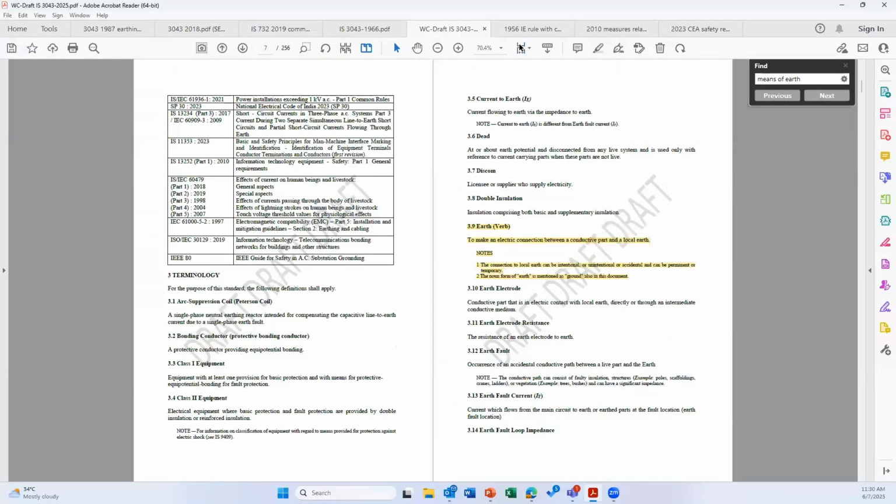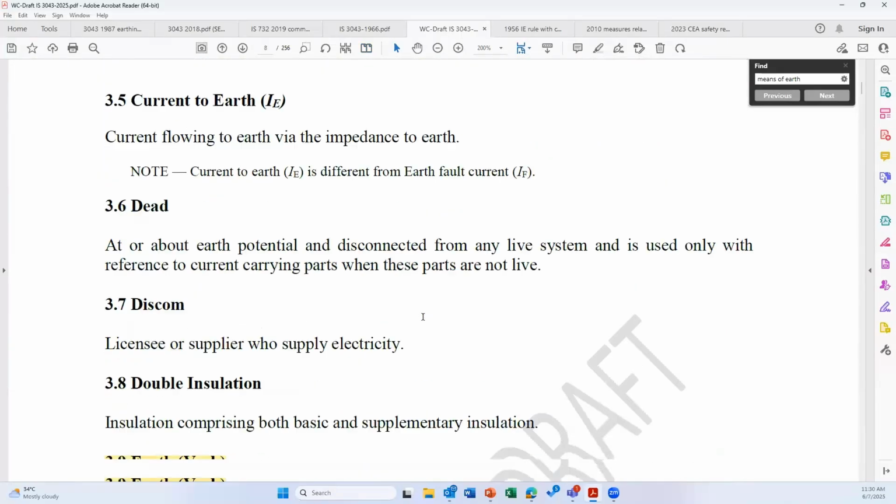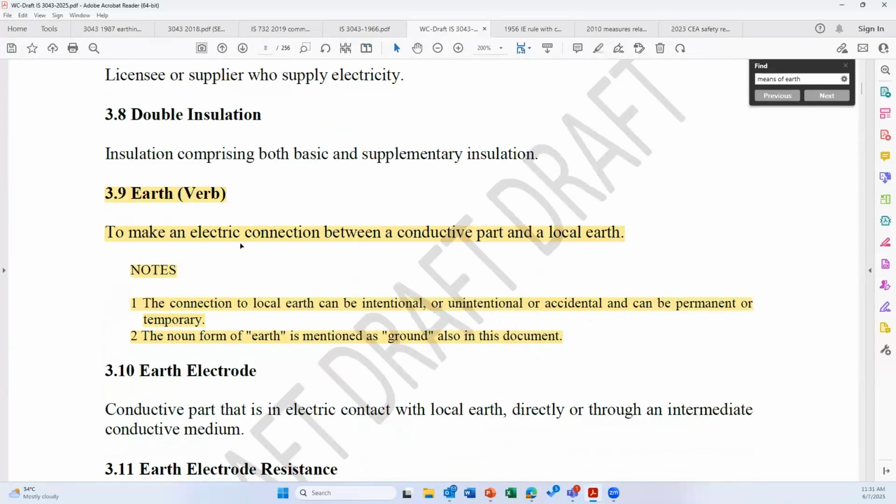Coming to the definition of earth, which is adopted in IS 3043, you can see here, earth, as a verb, means an electric connection between a conductive part and local earth. Local earth again has a definition similar to the definition from the IEV, the International Electrotechnical Vocabulary.